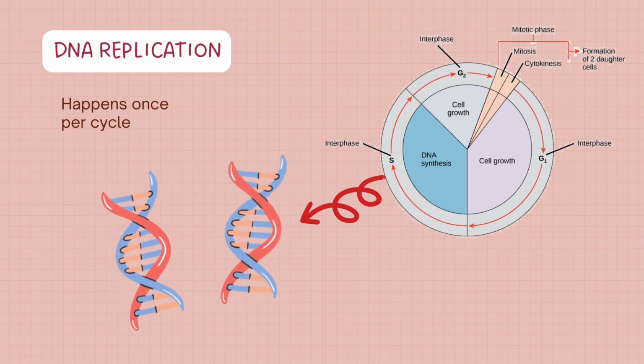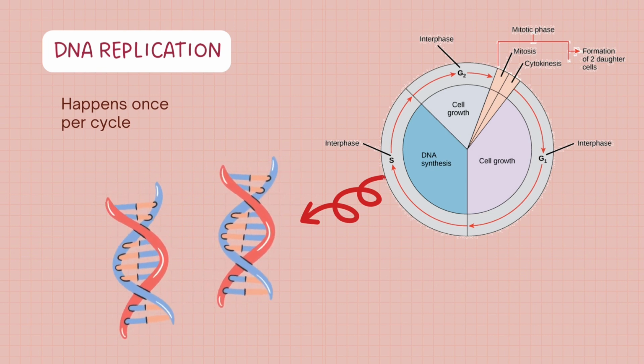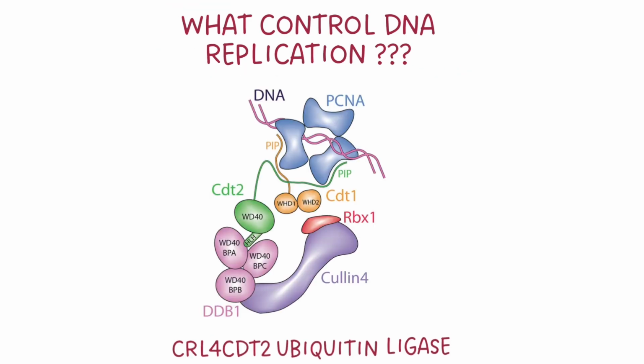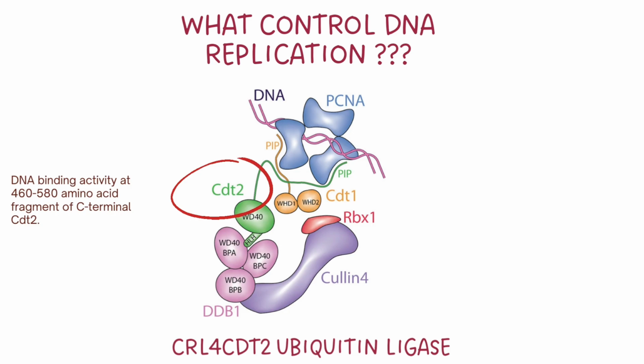DNA replication is strictly regulated to ensure the process happens only once per cycle. What controls DNA replication? CRL4-CDT2 ubiquitin ligase is the key regulator of DNA replication. One of the vital proteins is CDT1, which is a licensing factor that functions to limit DNA from replicating more than once per cycle. A study confirmed that a fragment of C-terminal CDT2 460 to 580 has DNA binding activity.